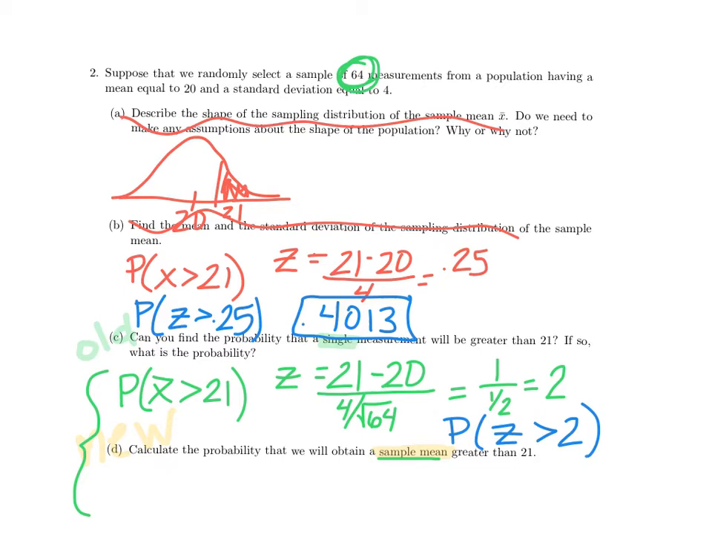So again, we're going to either look up 2 and subtract from 1, or look up negative 2. If I look negative 2 on my chart, I get 0.0228, and that would be our answer for this one. So let's look at some more examples.